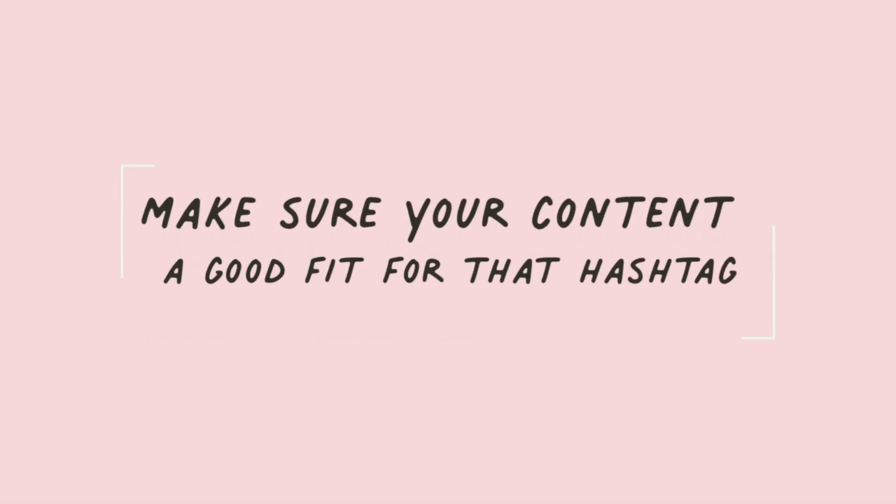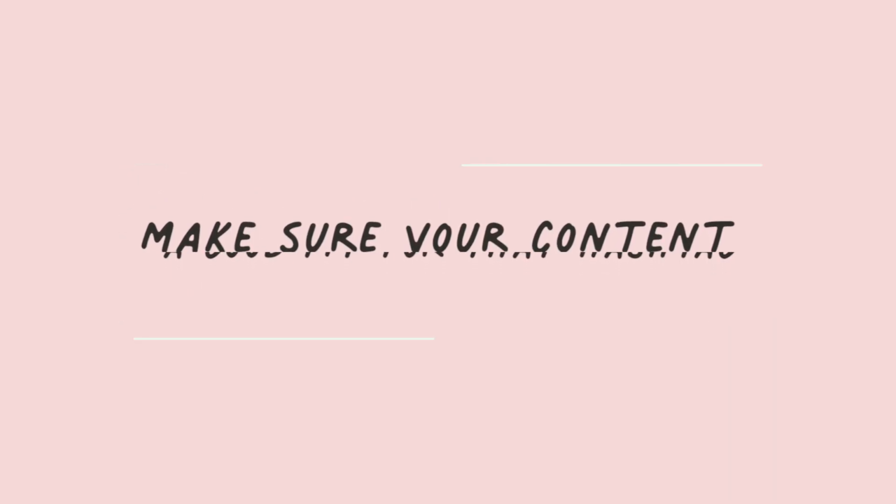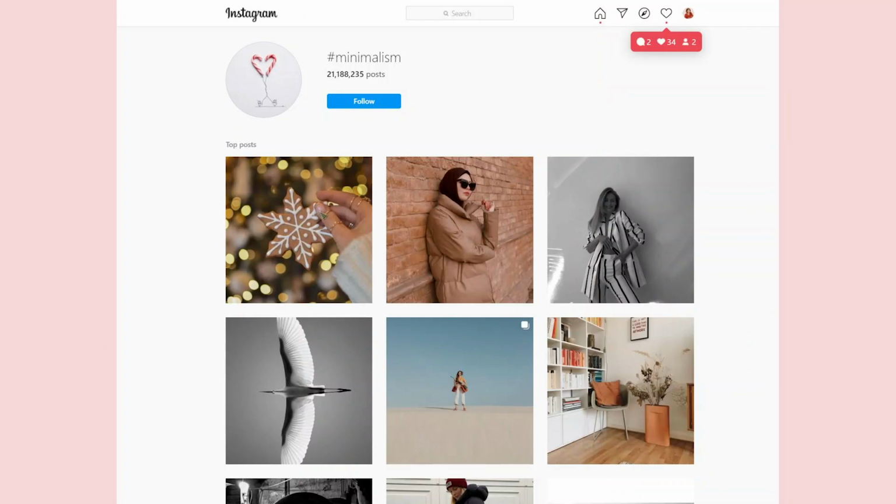So last but not least, what you want to do is make sure that your content is a good fit for that hashtag or those hashtags that you've done some research on. So on Instagram, if I were researching a hashtag, I would make note of what kind of content is shared on that hashtag. So if I were looking up minimalism, what kind of visuals do I see when I type in hashtag minimalism? That's probably the type of visual I should be sharing when I share that hashtag.